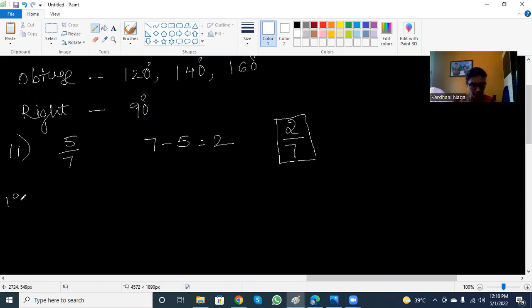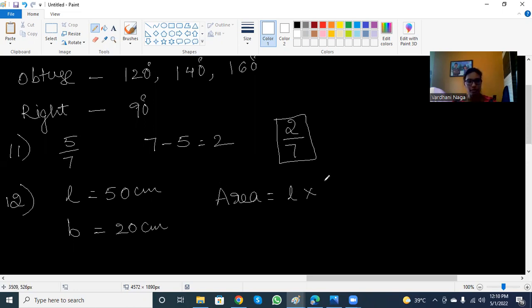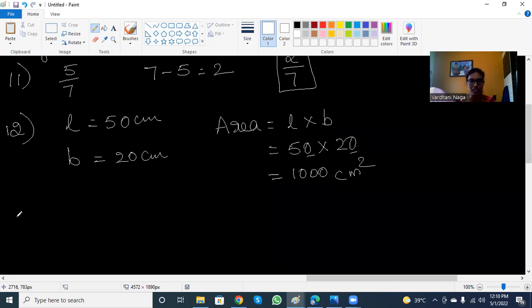Very simple question. 12th question. Find the area of a rectangle whose measures are given as 50 centimeter and 20 centimeter. Okay. Given that length is equal to 50 centimeter, breadth is equal to 20 centimeter. So you need to find the area. Area is equal to length times breadth. Length is 50, breadth is 20. So 2 5s are 10. And how many zeros are here? 2 zeros. Just put 2 zeros. So the units are centimeter into centimeter, which is centimeter square. So this is the area. 4 mark question. Very simple.